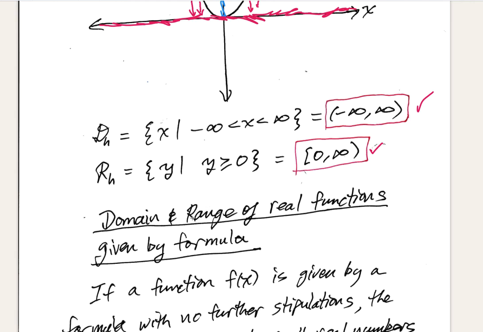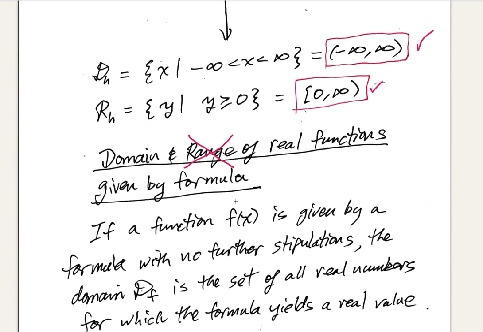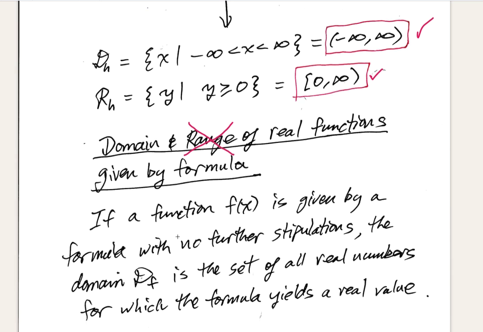Now let's come back here. Let's talk about the domain and range of real functions given by formula. The first thing I'm going to say here is that for now we're not really going to be looking at the range very much. Functions given by formula can be trickier, but the domain should be somewhat easier. Let's go ahead and look at the definition. It's actually the same definition we had before. This is sometimes called implicit domain too.